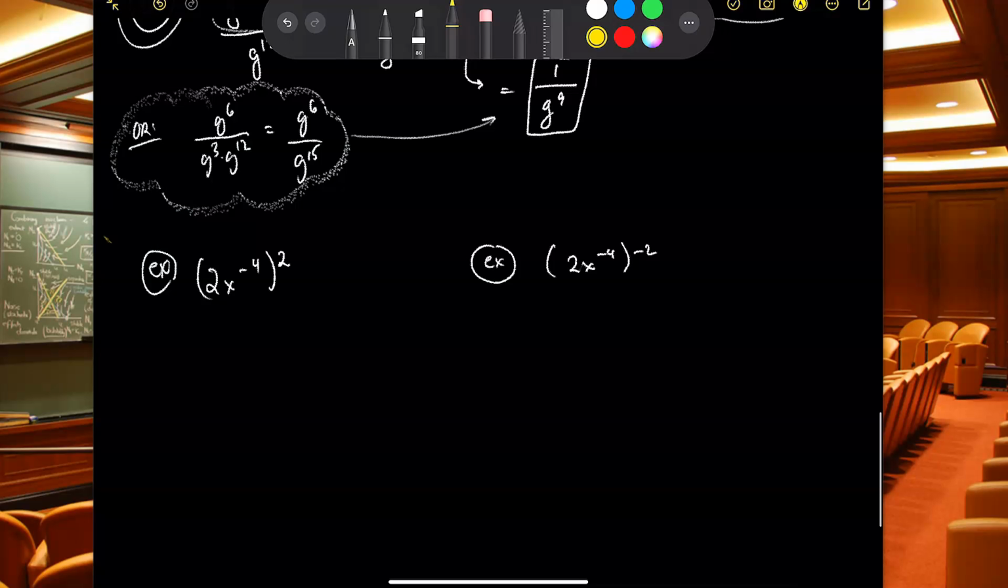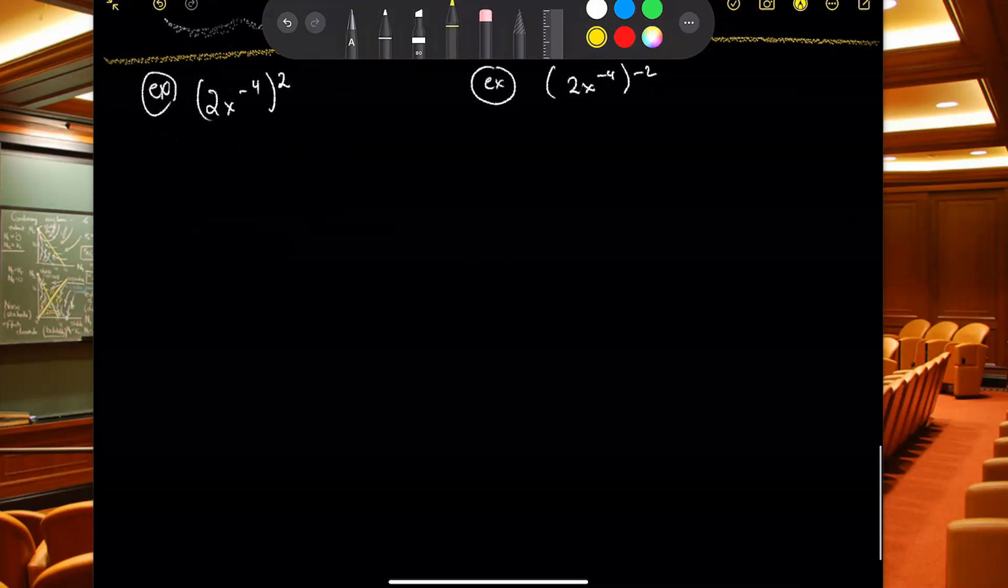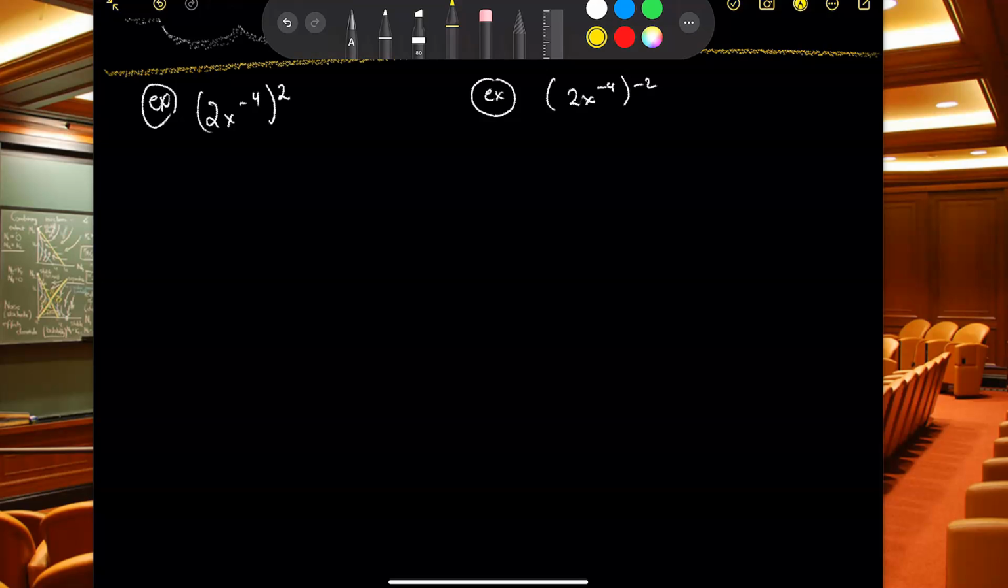Now let's look at this one down here. 2x to the minus 4 to the 2nd power. A couple ways you could see this. 2 over 1, that stays itself. 1 over x to the 4th is what we mean by x to the minus 4. All of this being squared, we could simplify this a little bit.